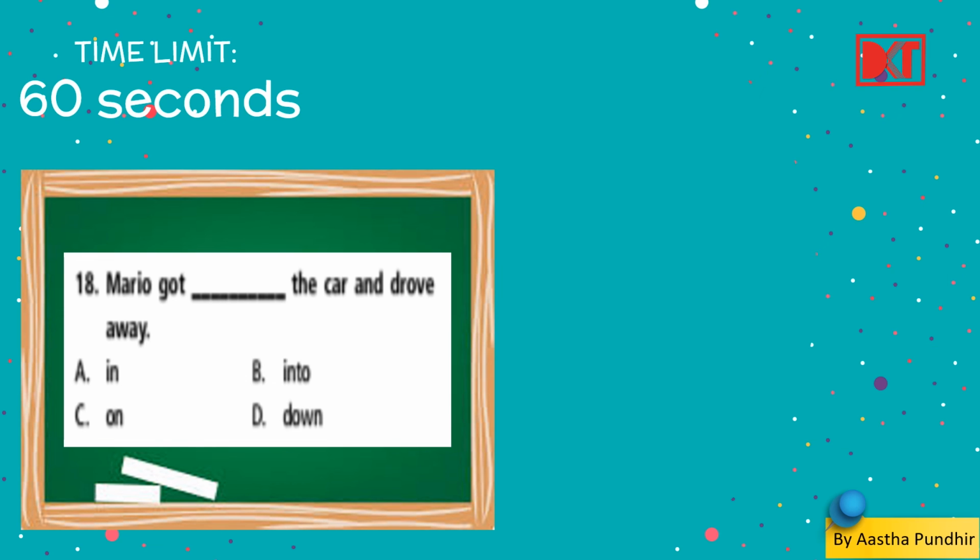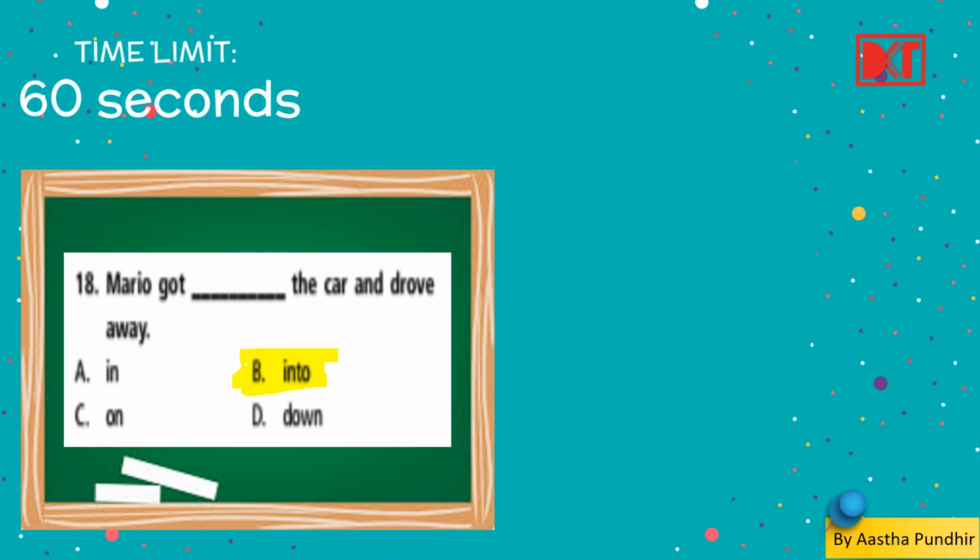All right, next. Mario got dash the car and drove away. Mario got in the car, Mario got into the car, Mario got on the car, or Mario got down the car. Here the correct answer is Mario got into the car. Into the car, it is used to indicate getting inside something, that's into.